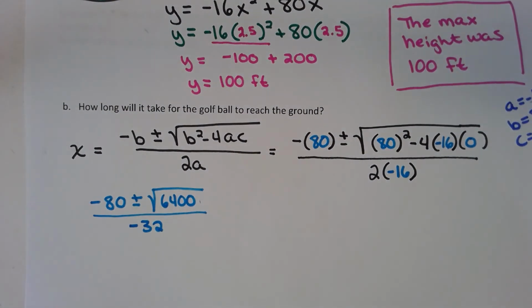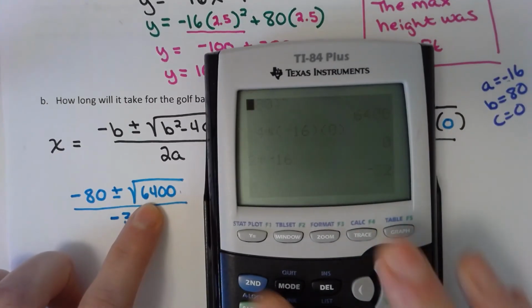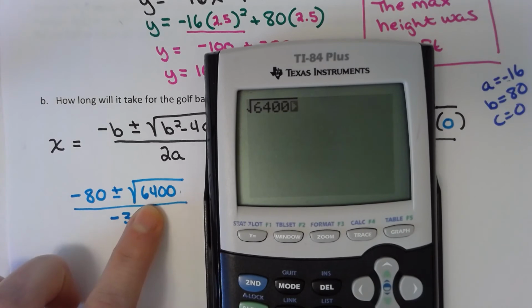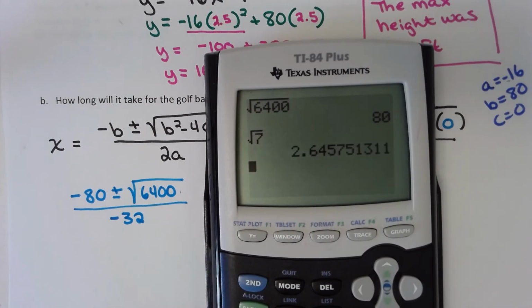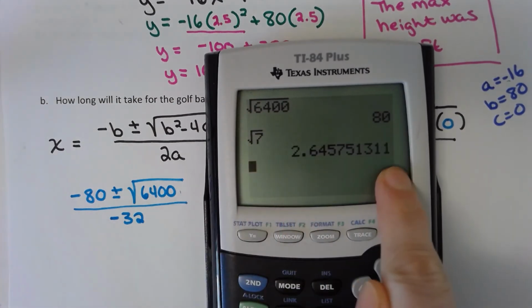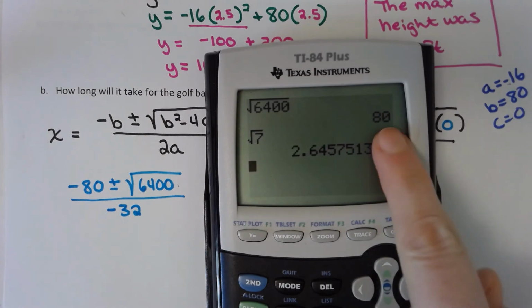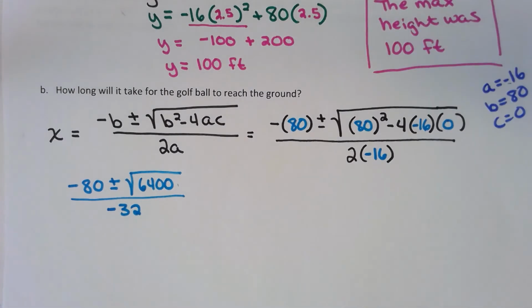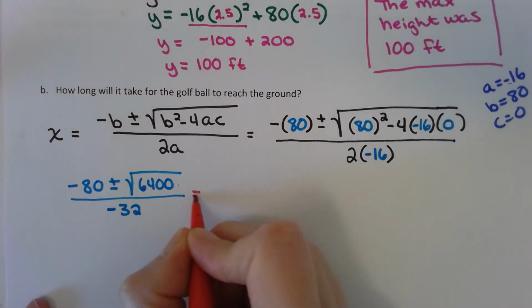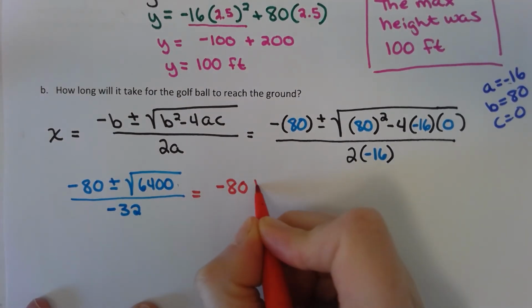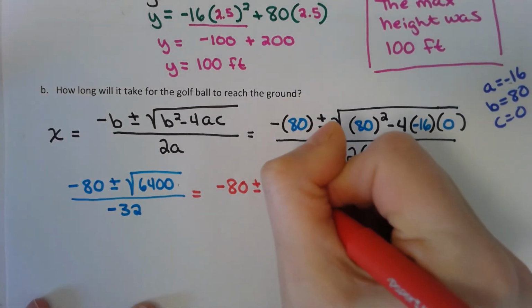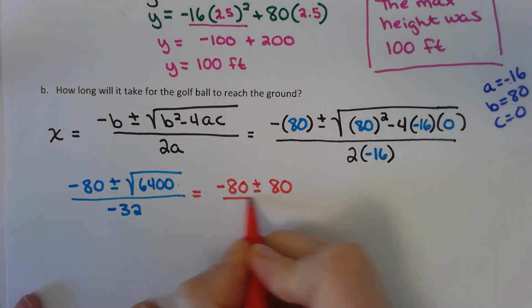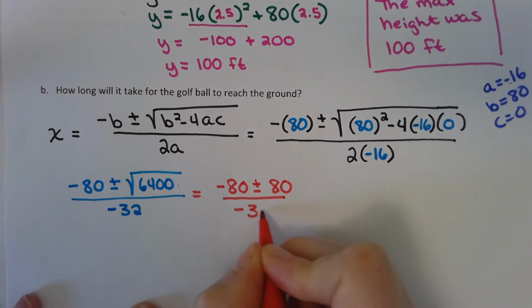Now, if you like to go ahead and break your problem apart from there, that's okay, but I always like to check and see if this is actually a perfect square. What I mean by perfect square is, can I take the square root and get a whole number? Something that's not a perfect square would be like that. If I took the square root and I got a decimal, then I would have to leave that. But since I got a perfect number, 80, I can go ahead and add in another step right here where I do this. I've got negative 80 plus or minus the square root of 6,400, which was 80. And this whole thing is divided by negative 32.